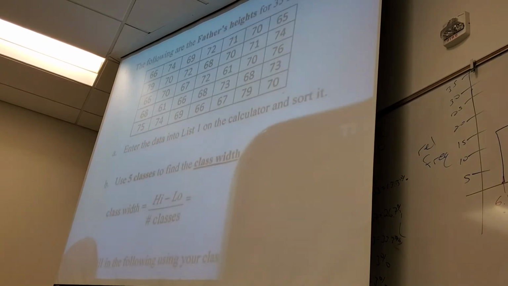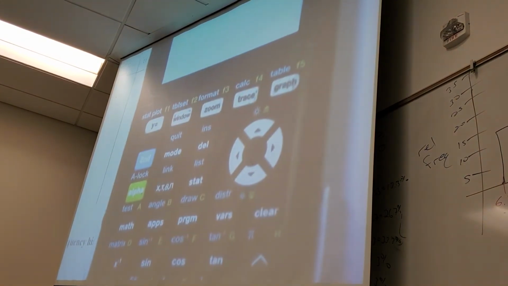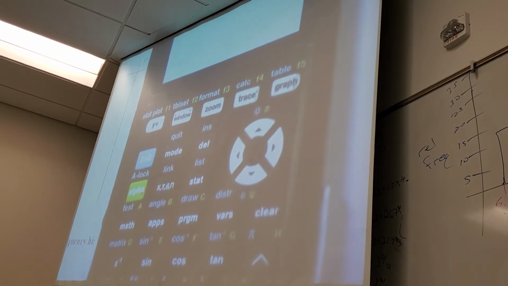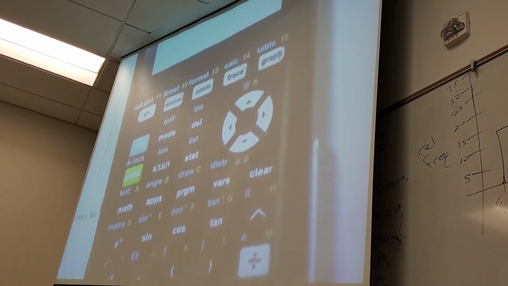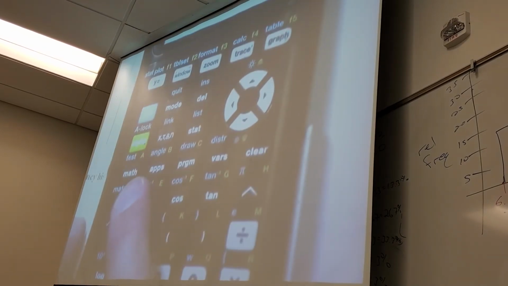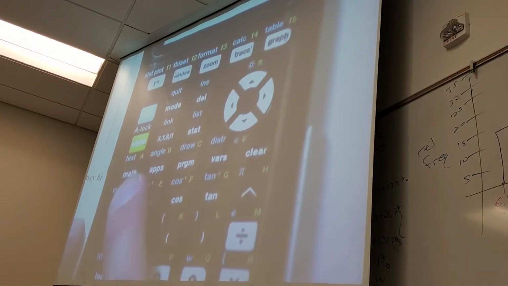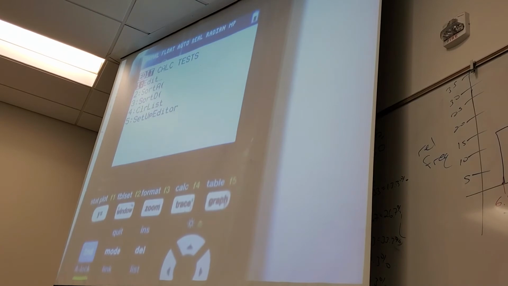So, for this class, what do you think the most important button is on this calculator besides on? Stat, yeah. So there's a stat button. There's a math button, which sounds very all-encompassing, so it might be interesting to push that and see what happens. Let's hit stat.